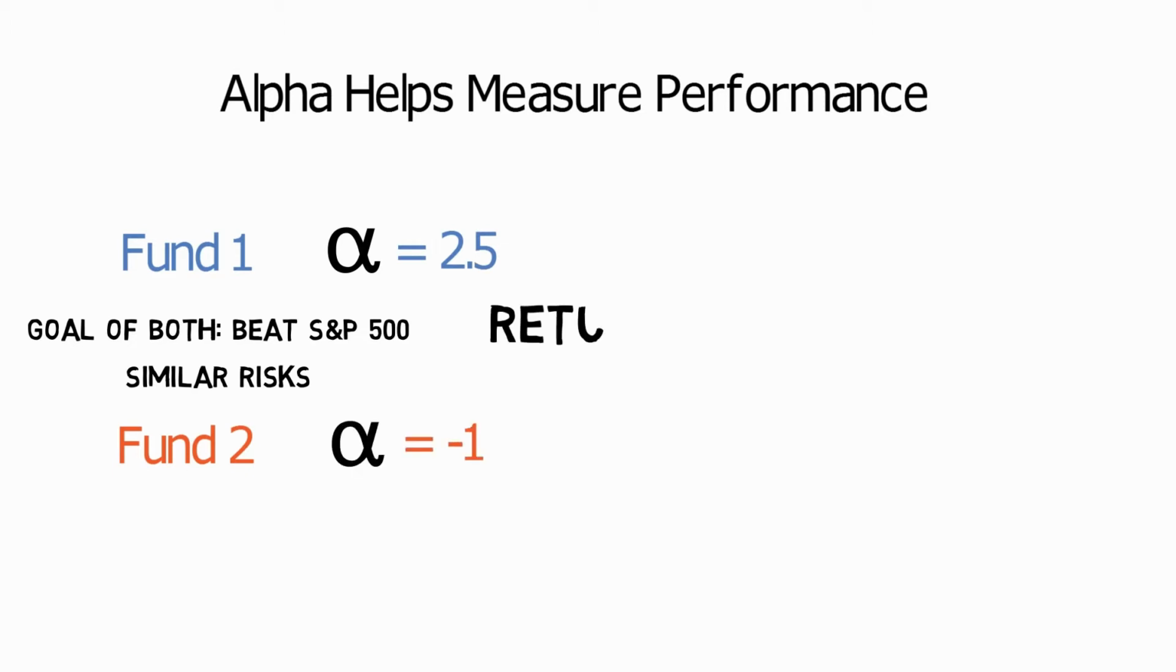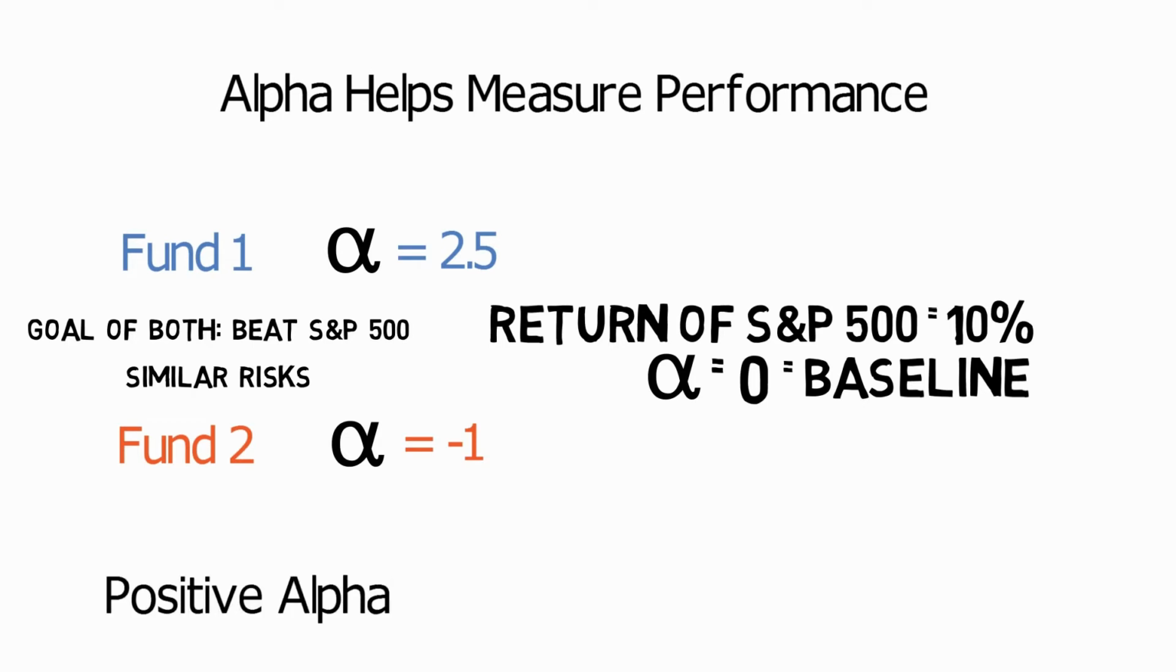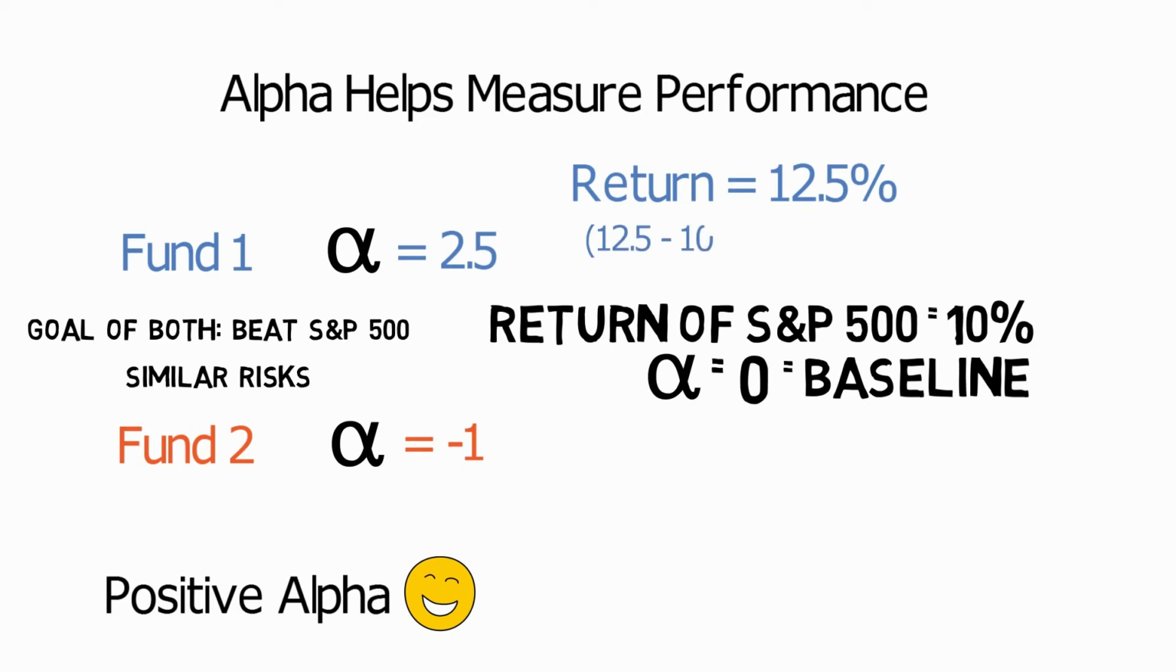Let's imagine that the S&P 500 returned 10% this past year. The S&P 500 would have an alpha of 0, since it is the benchmark. 0 is considered the baseline with alpha. Since Fund 1 has a positive alpha, we know that it has a return greater than the 10% that the S&P 500 returned. Fund 1 had a return of 12.5%. That's 2.5% greater than the S&P 500, and that is the alpha created by the fund.